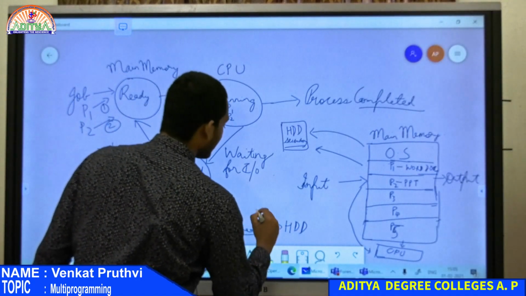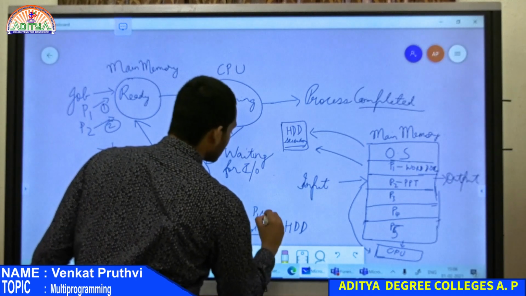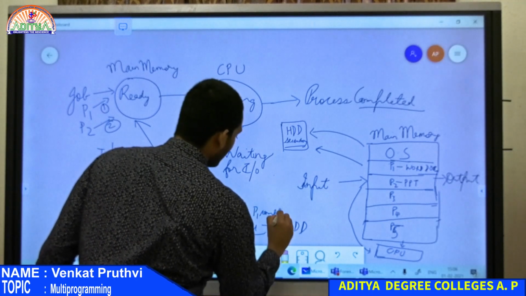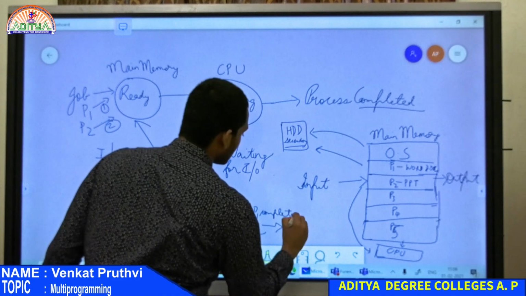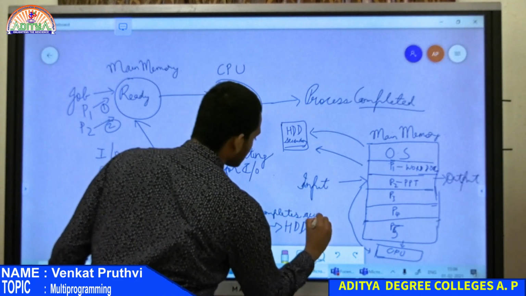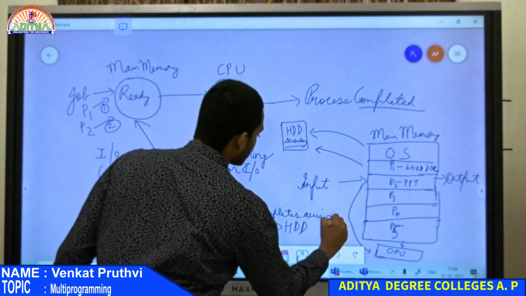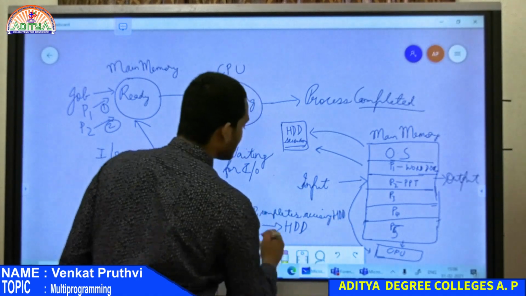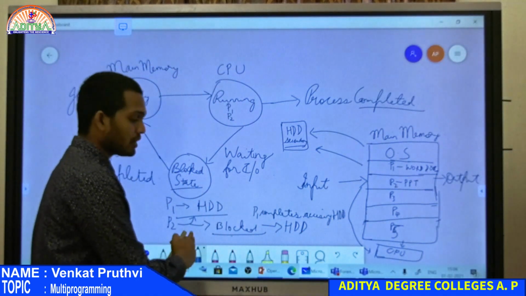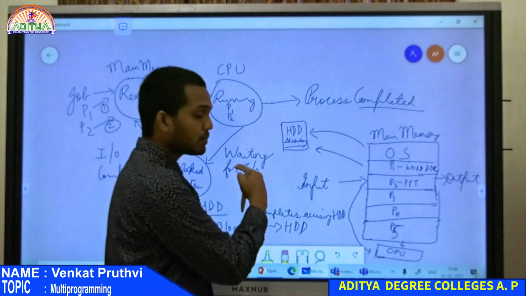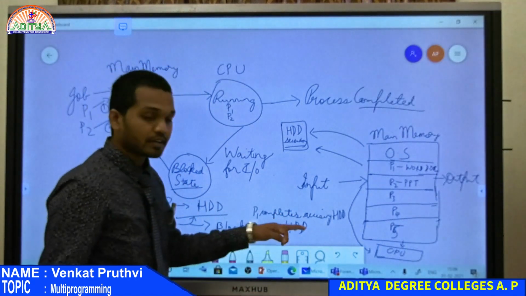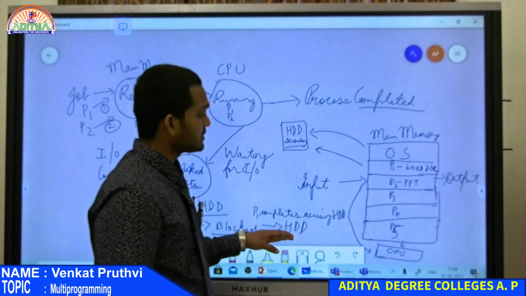When will that happen? When P1 completes accessing the hard disk. At this point, the P2 process changes again from the block state to an active state, and it will be able to access the hard disk.